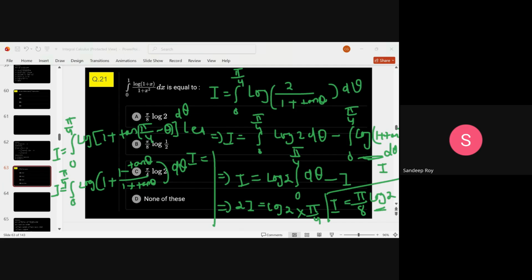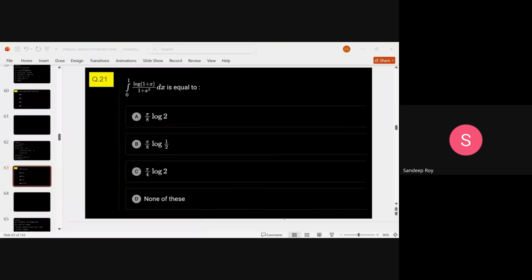Which option is matching? That is your option, option A. Option A is correct. Is it clear how to apply? Yes, sir. Okay, fine. So next we'll go to the next one. Just 1 minute. So this is how we can perform this type of definite integration.